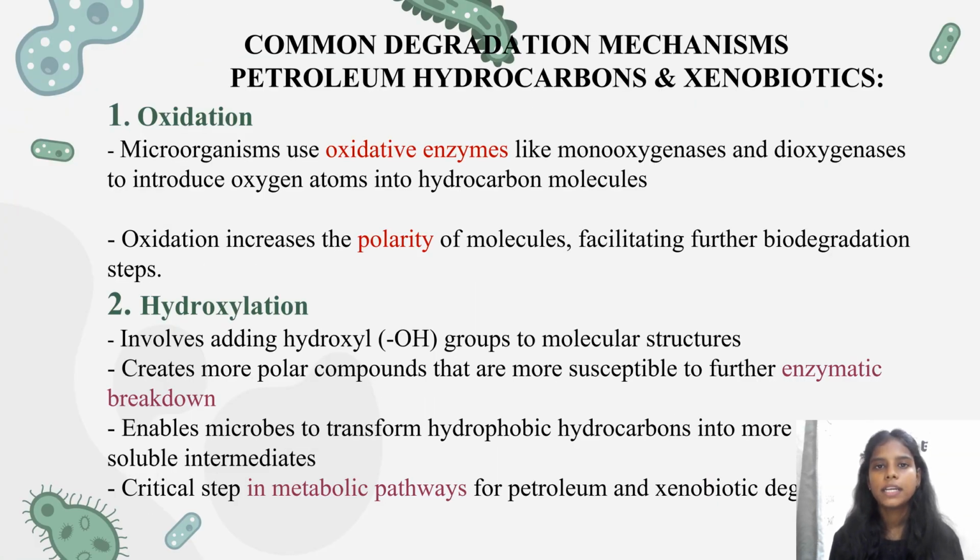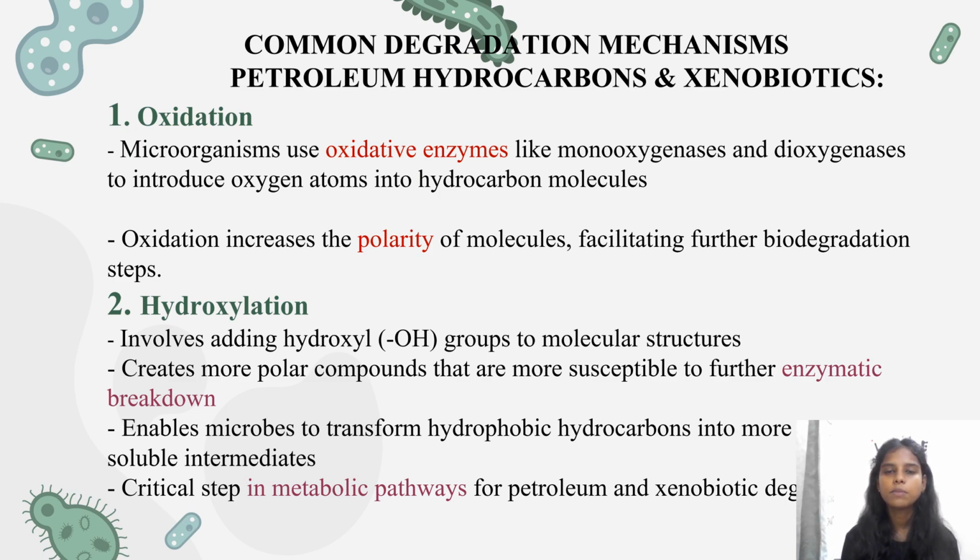Here are some common degradation methods for both petroleum hydrocarbons and xenobiotics. The first one is oxidation, where the microorganisms utilize oxidative enzymes such as monooxygenases and dioxygenases to introduce oxygen atoms into the hydrocarbons. This facilitates an increase in the polarity of the molecules and is also helpful in the degradation of the hydrocarbons. And the next is hydroxylation, where the addition of a hydroxyl group takes place, which creates more polar compounds that are helpful in enzymatic degradation.